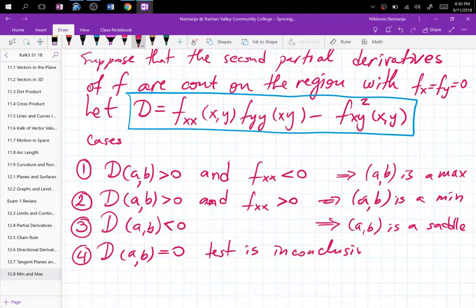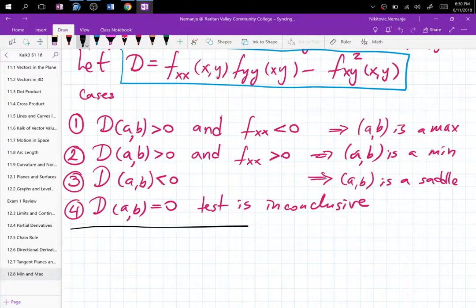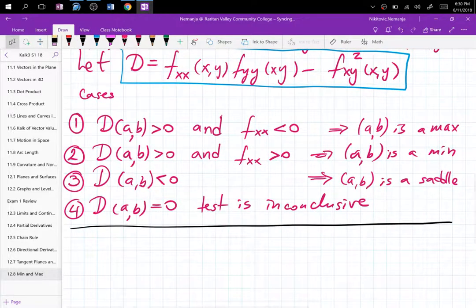I don't remember the last time I tried to spell the word saddle. So, just making sure. And that only has fx, not the second. Yeah. It doesn't mean fx. What happened?